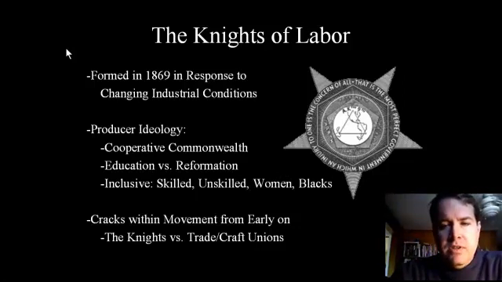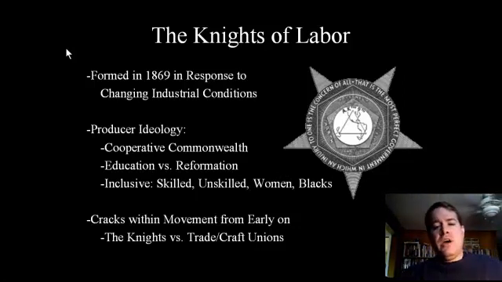Skilled labor is disdainful of unskilled labor, because even though the Knights of Labor are the first national union, they're not the first unions. You have local craft unions. These are unions that are organized around a certain craft, around a certain location. So you might have the Boston Coopers Union, or the New York Coopers, or the Knoxville Shoemakers.